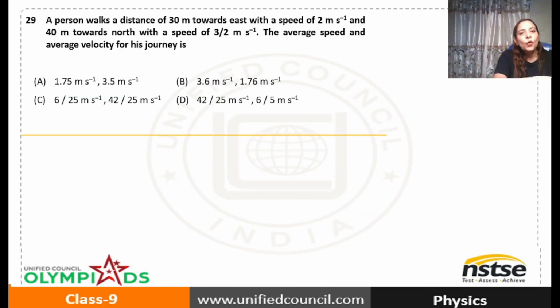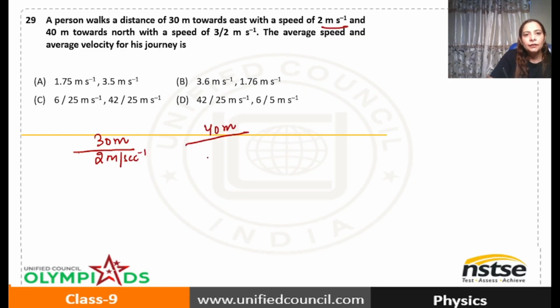A person walks a distance of 30 meter towards east. So let's say a person walks a distance of 30 meter towards east with a speed of 2 meter per second. Okay. And 40 meter towards north, another distance, with a speed of 3/2 meter per second. We need to find its average speed. We need to find average velocity for this journey.